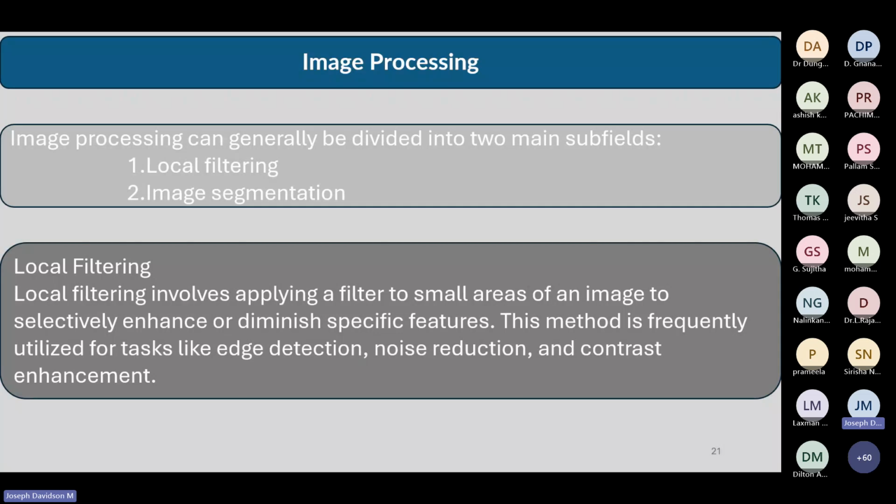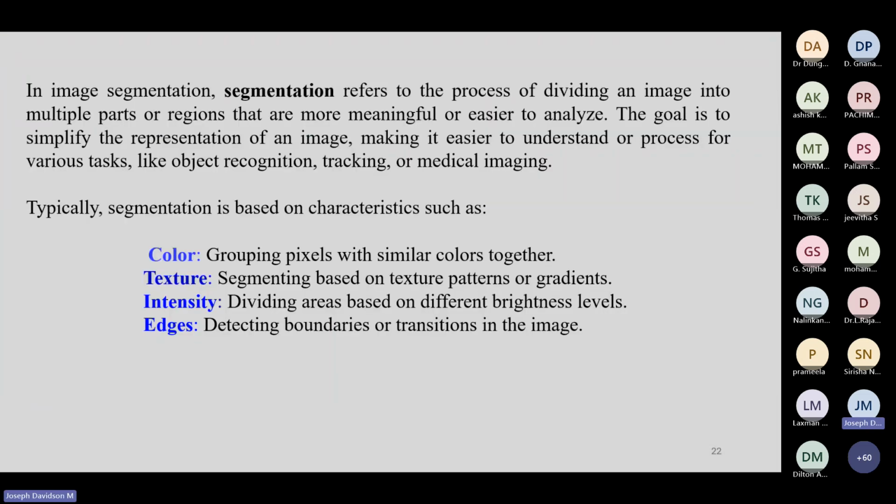So basically, image processing can be divided into two main fields. Number one is local filtering. The next one is image segmentation. In local filtering, we apply a filter to a segment in that particular image to enhance its features. For example, if it is dull, we'll improve the contrast. If it is not linked properly, we try to draw a boundary, right? Something like that we do, so that we call filtering.